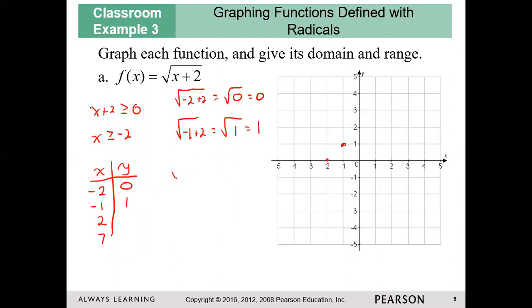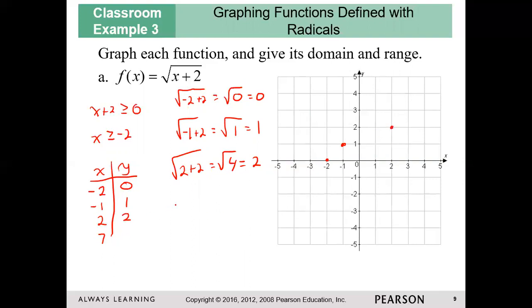The next one that I picked was 2. So 2 plus 2 is equal to the square root of 4, which is 2. And I think you've hopefully picked up why I picked these x values the way that I did. I was trying to create perfect squares over here so I wouldn't have to graph a decimal value. So the next one we have, when x is 2, y is 2. So there's another point right there.